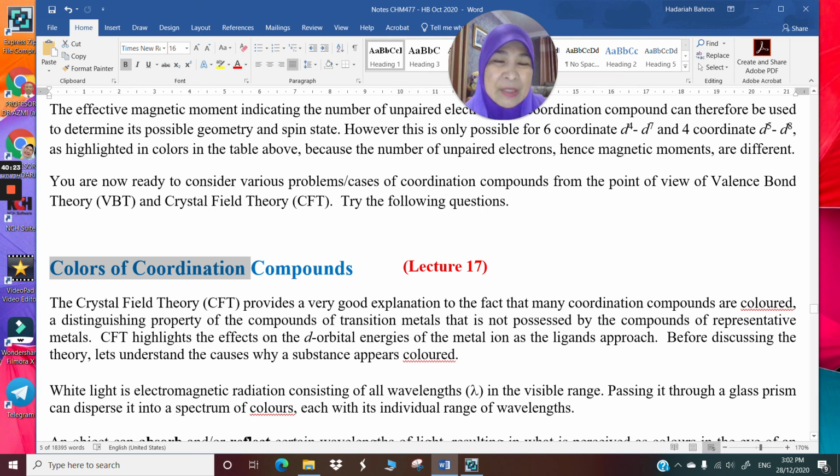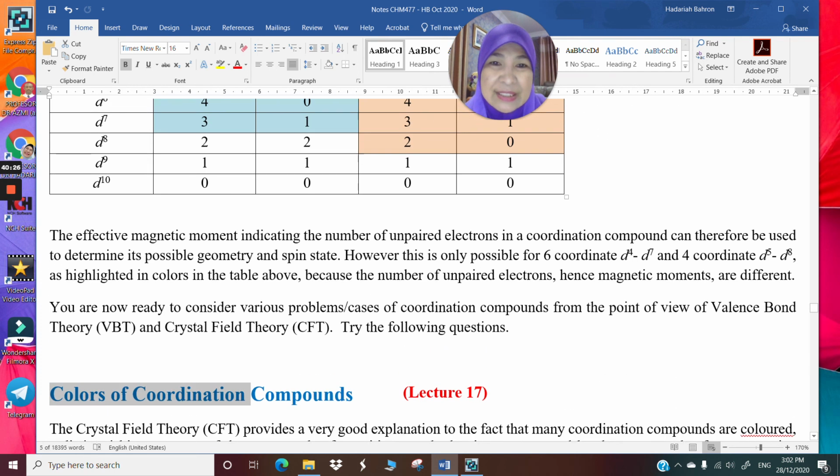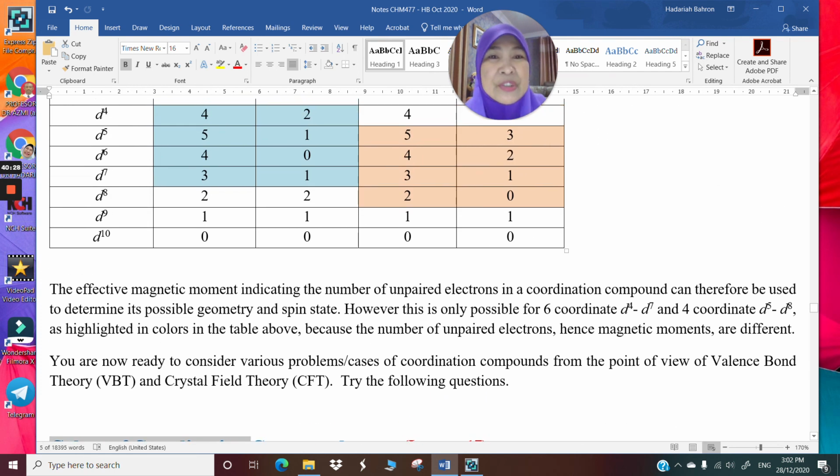I hope you're learning something, and I hope you understand about magnetism, how you use crystal field theory to make sense of the magnetic properties of the compounds that are being made in the lab or that you find in any quiz or test or exam.